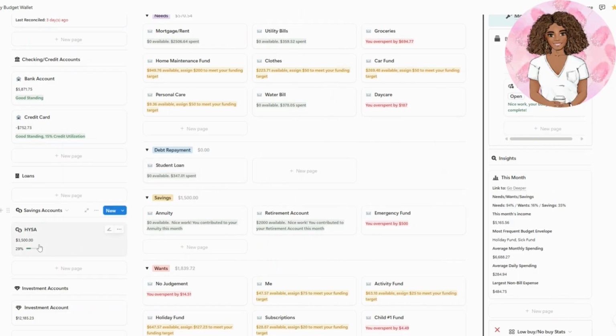And now my savings account balance is 3,500, and I'm 29% of the way to my goal. And here my emergency fund envelope status is overspent by 500. But again, once I get the money entered and assigned, the balance will come back to zero.